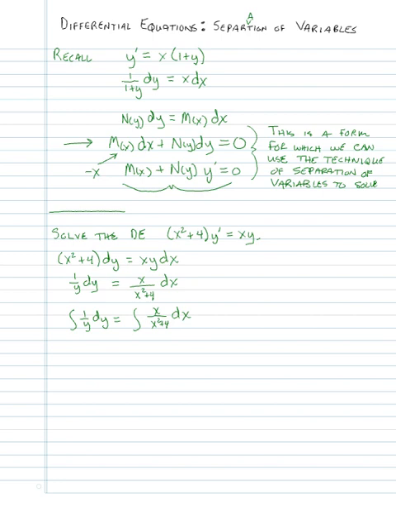Now, the integral of 1 over y dy, we're well aware, is the natural log of the absolute value of y. And on the right side, the integral of x over x squared plus 4 dx, what we would do is use a technique of substitution. So let me just remind you of what we would do here. We would let u be equal to x squared plus 4. And then du, of course, would be 2x dx.